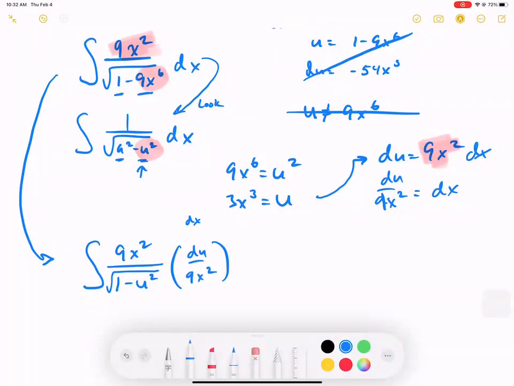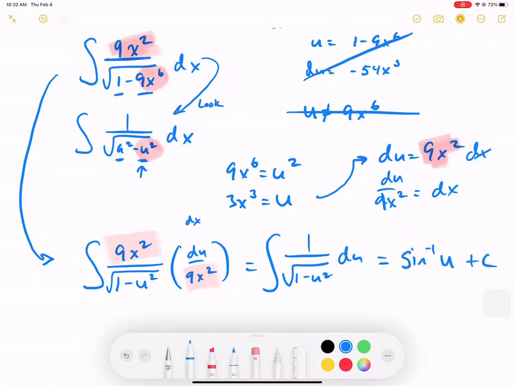Coolness here, because now we see that 9x squared and 9x squared divide out, and we have our rule: the integral of 1 over the square root of 1 minus u squared du. It's pretty clean, right? This integral is sine inverse of u plus c. That part is a straight definition.